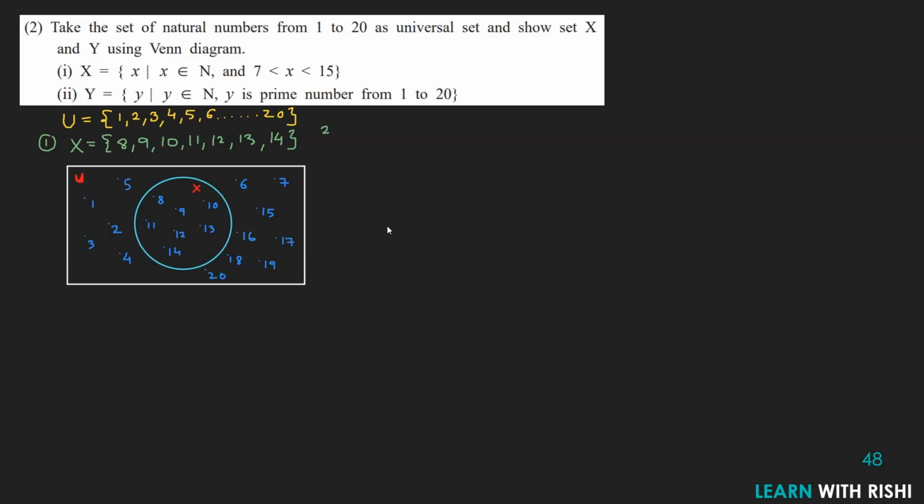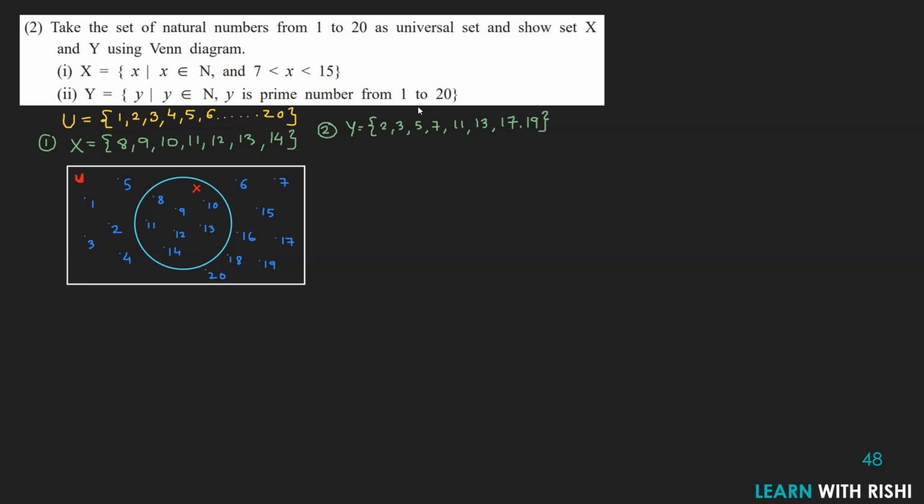Question number 2, Y is equal to the set of all Y such that Y belongs to natural numbers and Y is a prime number from 1 to 20. Now we have to mention all the prime numbers from 1 to 20. So from 1 to 20, we have prime numbers: 2, 3, 5, 7, 11, 13, then 17, then 19. So these are our prime numbers from 1 to 20.